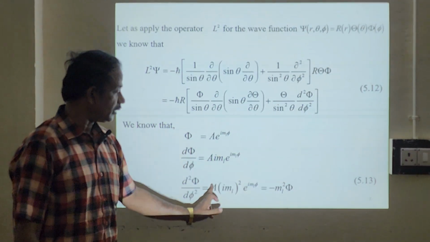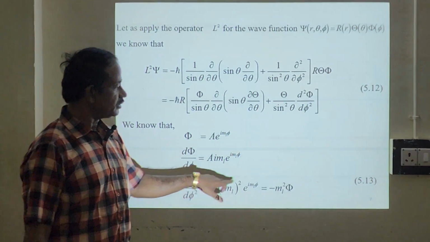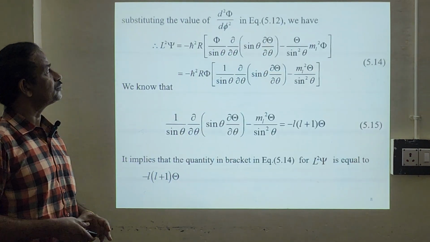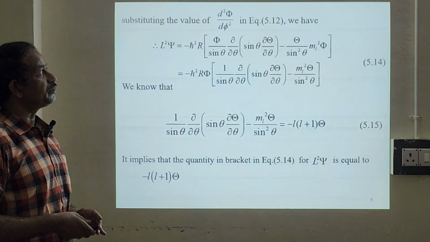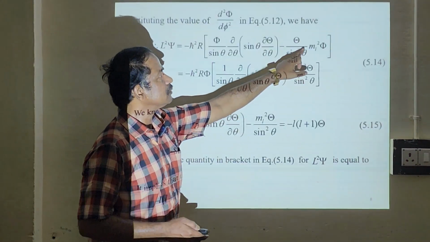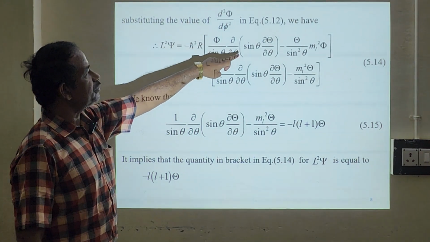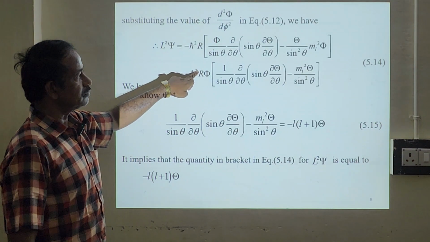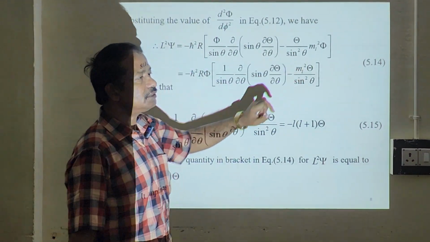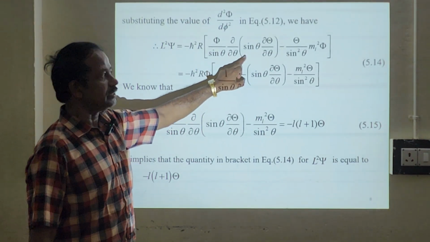A e power i ml phi gives phi. So you can write this equation, and instead of this you are going to substitute minus ml squared phi. So substituting the value of d squared phi by d phi squared in that expression, we will have this. This can be again simplified. Now it depends only on theta, so I can pull phi out. See here, look at the expression in the first term and second term. It depends only on theta.